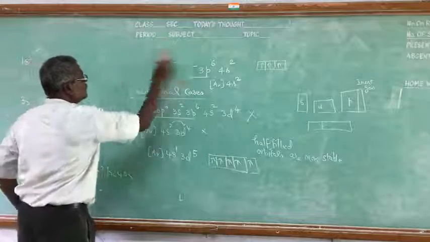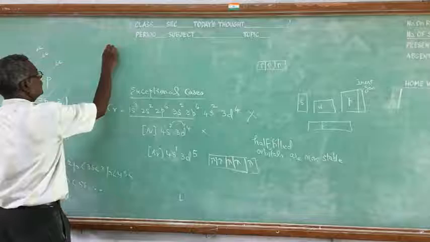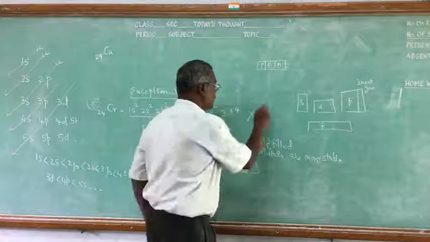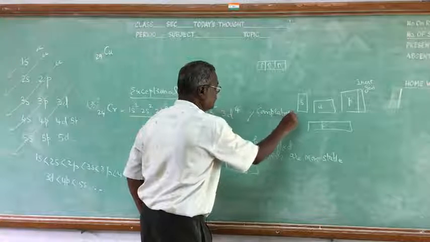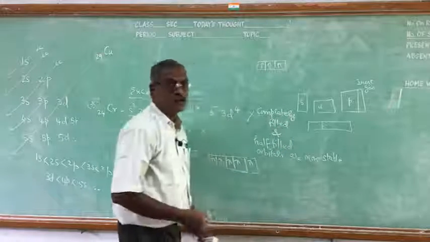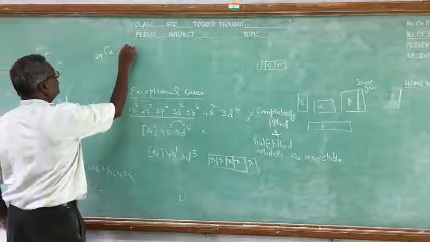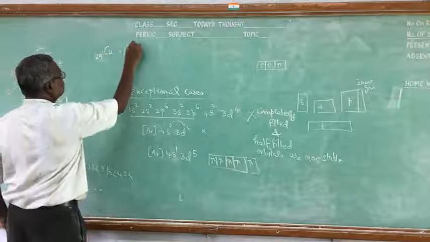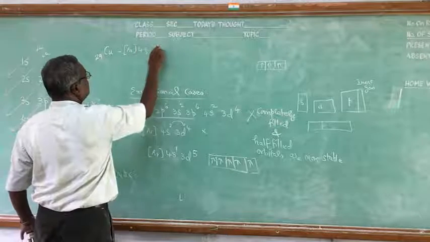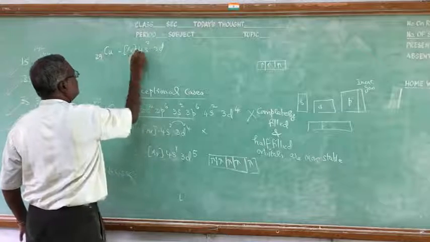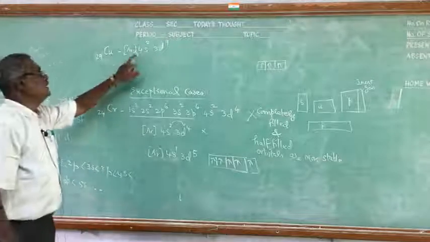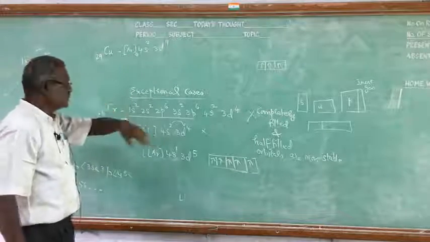Then one more, that is copper 29. I told you half filled orbitals are more stable. Similarly, completely filled orbitals are also more stable. Completely filled and half filled orbitals are more stable. Now here I am writing argon core, up to 18 over. After argon I know that 4s, 3d will come. 4s2, so 18, 19, 20, 29. This is the electronic configuration: 18, 19, 20, 29, 4s 3d.